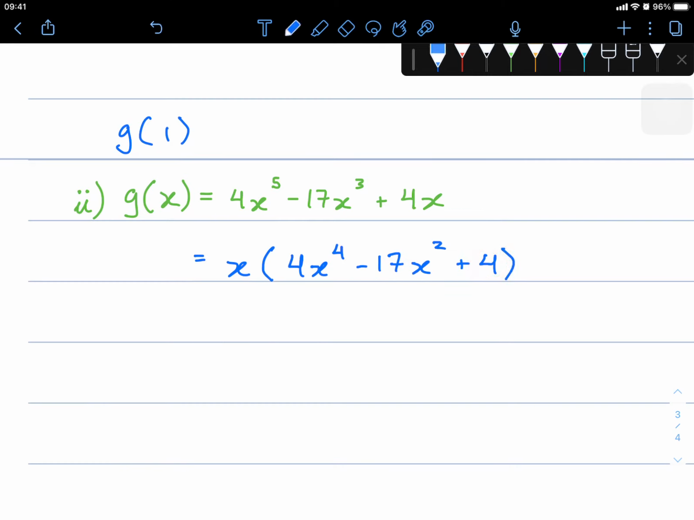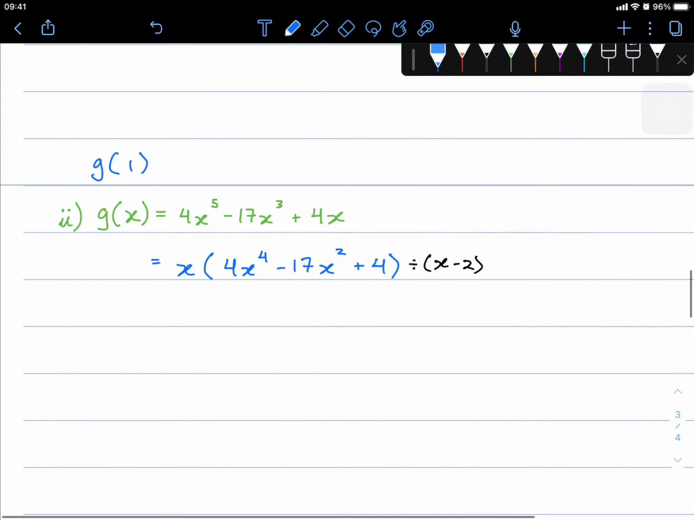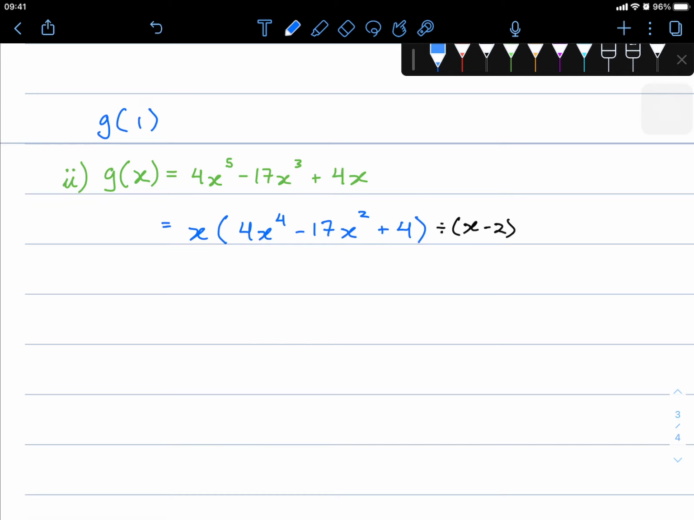So let's test. Let's let this part be q of x, and let's test 2. So q of 2. 4 times 2 to the power of 4 minus 17 times 2 squared plus 4. This gives me 0. So I'm going to be dividing this by x minus 2. The parts that I erase, you can just do using your calculator. You don't have to write them out. So we're going to do the division.